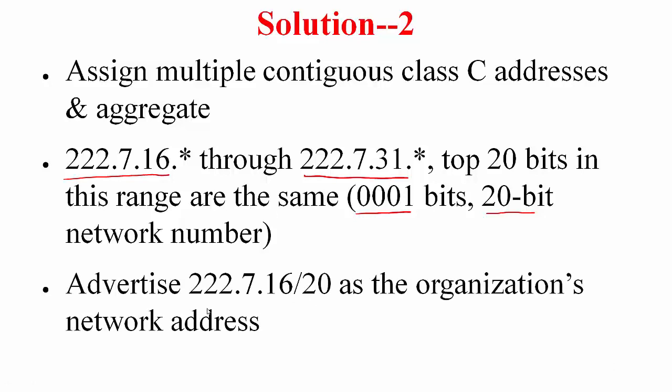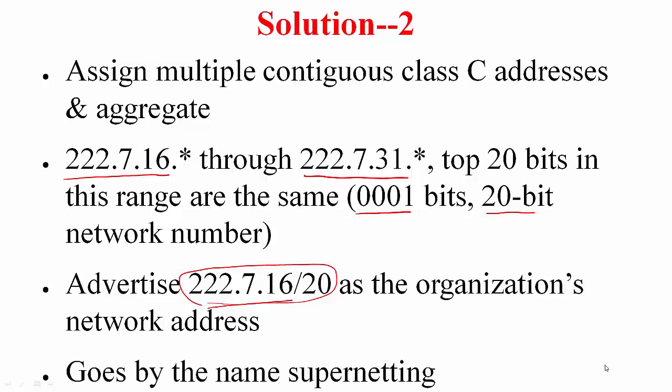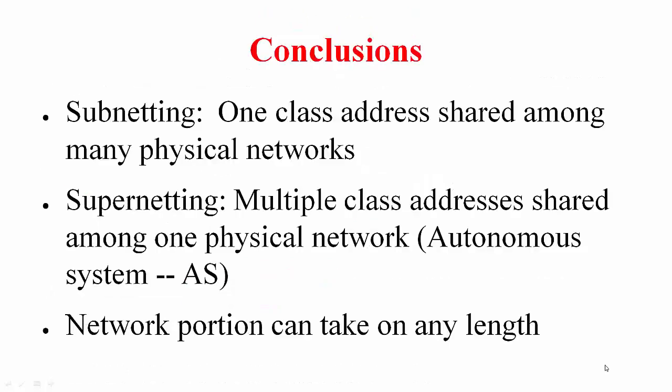222.7.16/20. This is what you would advertise. So a router somewhere in the internet will know that to reach this organization, it will just maintain one single entry. This solution goes by the name supernetting. Earlier was subnetting, this is supernetting. So this is a quick summary of what we have seen.